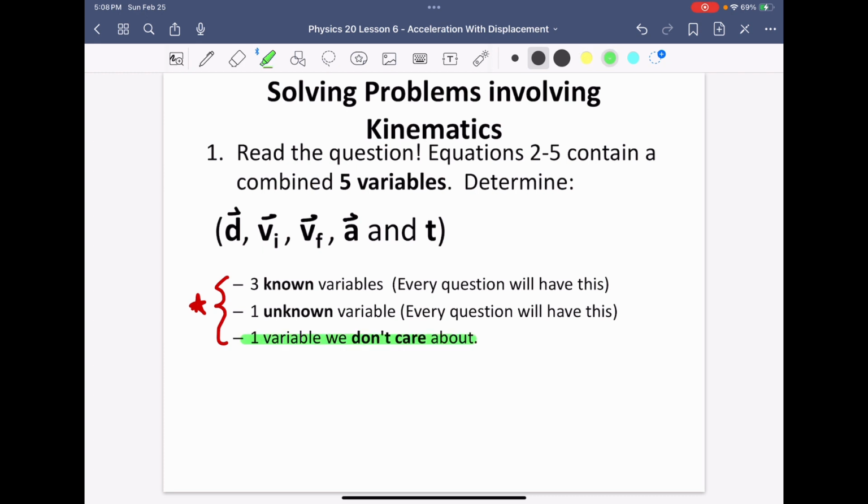So out of these 5, maybe it's an acceleration equation, but they don't mention anything revolving around the displacement. Well, I want you to just put a little X there and say, this doesn't matter for the equation. And you'll see what we mean going forward. But here is the format we'll always follow. List out those variables, and then figure out 3 that are known, 1 unknown, and then 1 that we just don't care about.